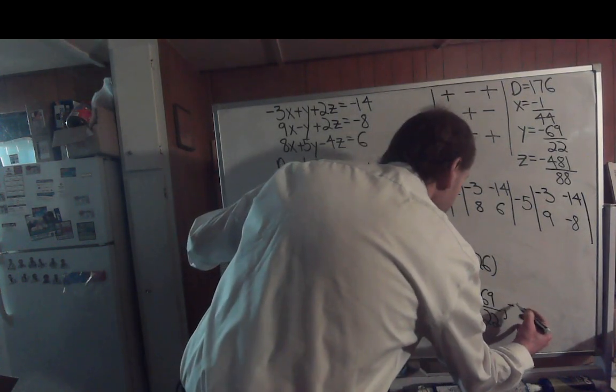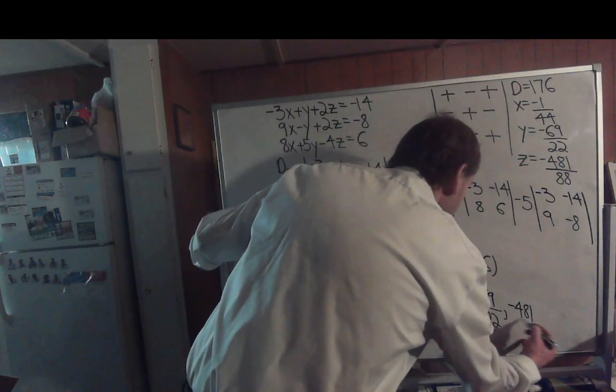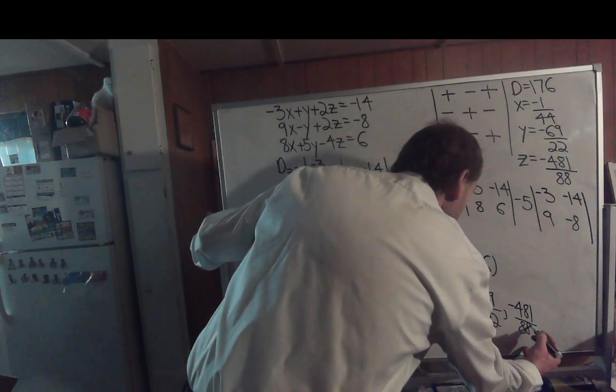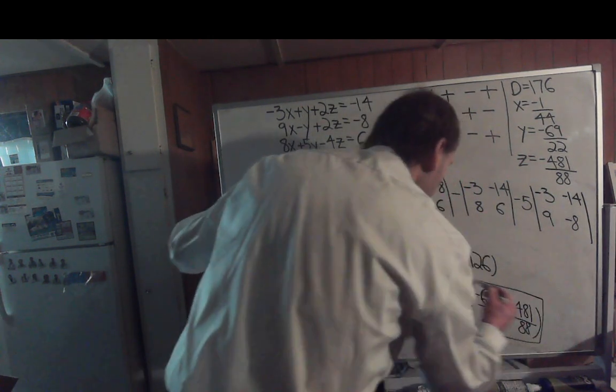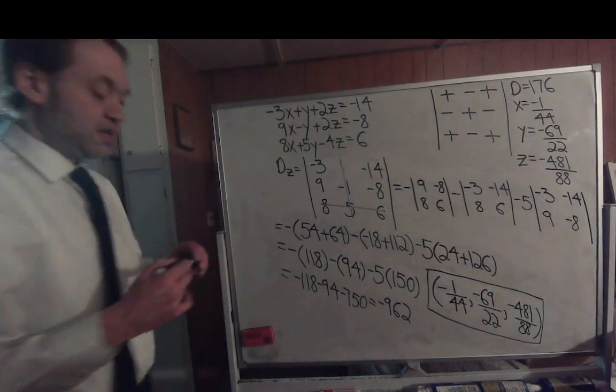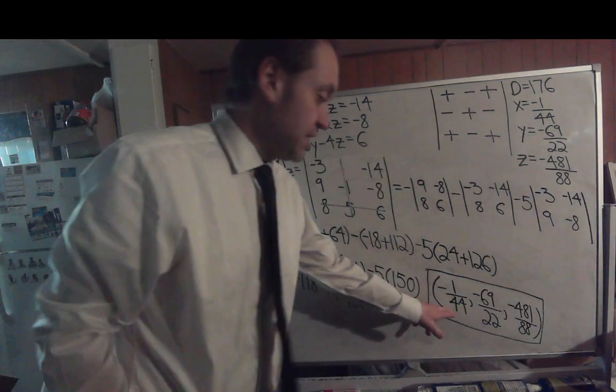and negative 481/88. So yeah, that was pretty awful, but that's exactly what the solution is for this system. That's your ordered triple.